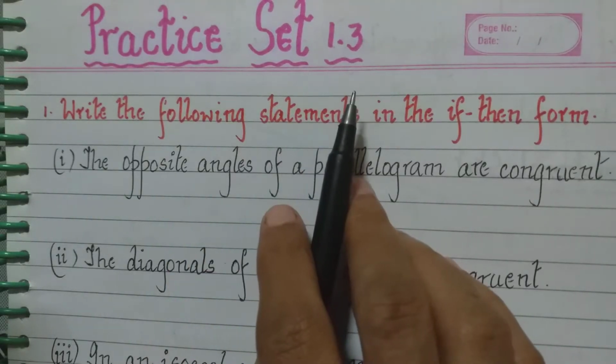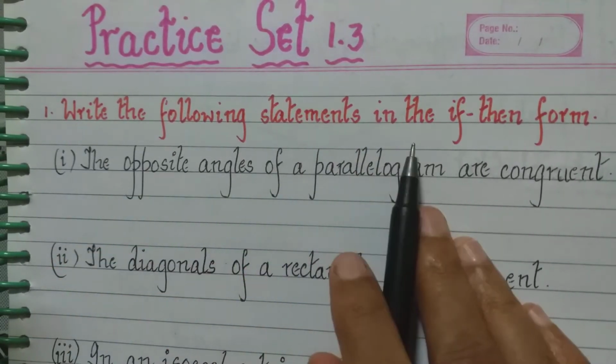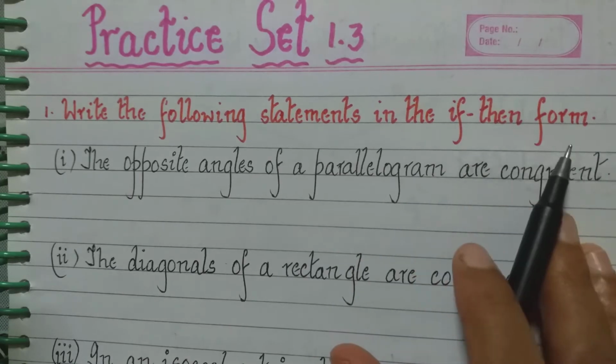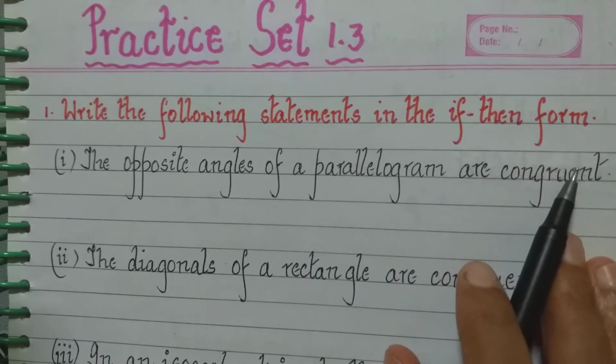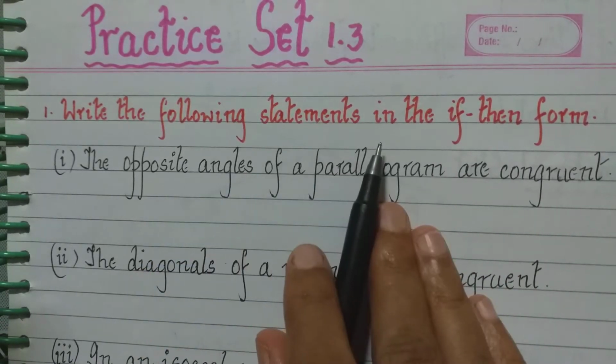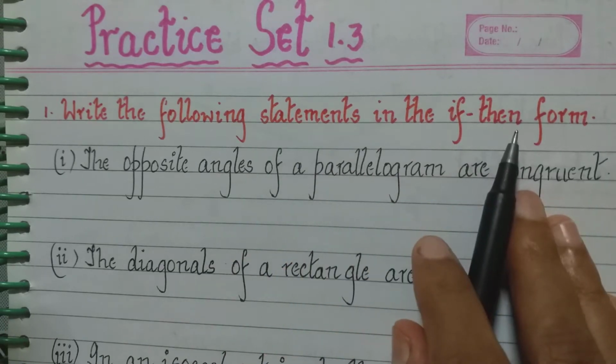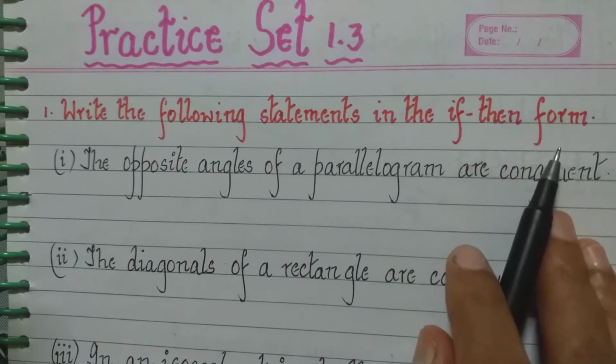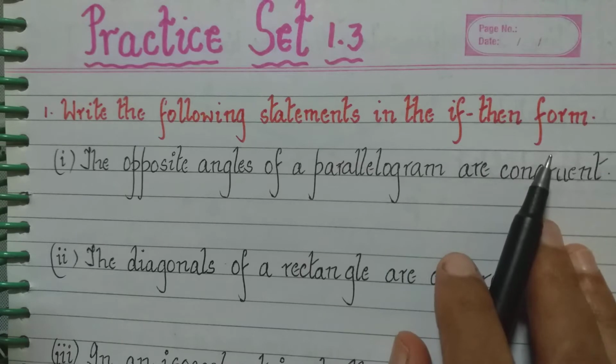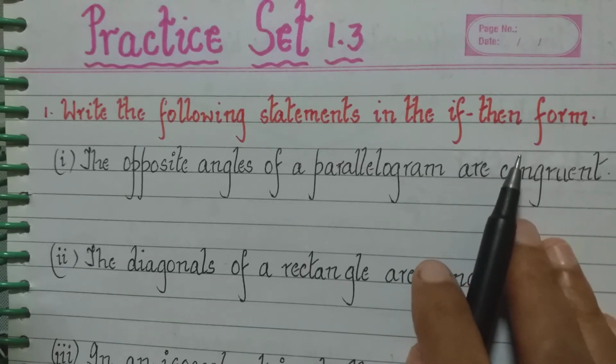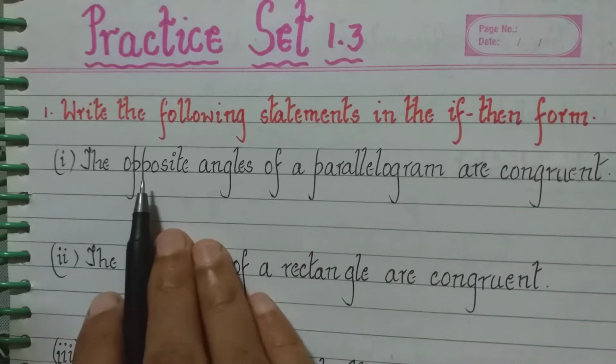Practice set 1.3, question 1. Write the following statements in the if-then form. What is the meaning of if-then form? It means we are converting the given statement into conditional statements, because if and then are the words which arise only in a conditional statement. What is the first question?